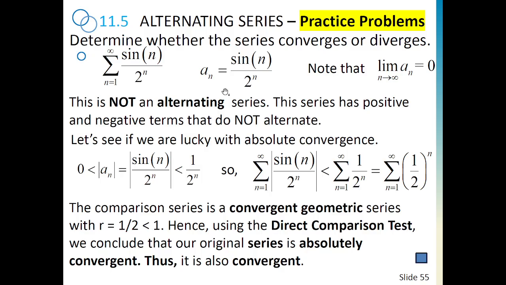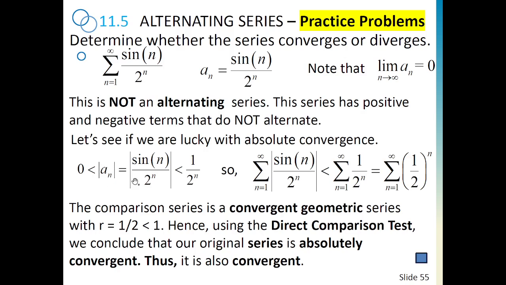So this one here is not alternating, because sine n will change signs from positive to negative, but not regularly. So it's not an alternating series. So the only tool for now is this test for absolute convergence. We have no other. So we try. If we succeed, we win.